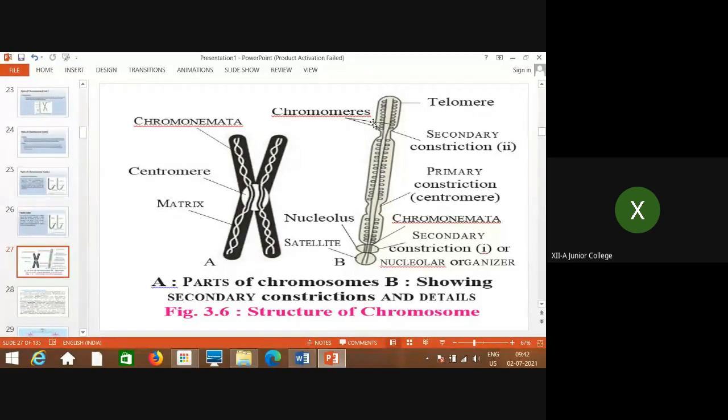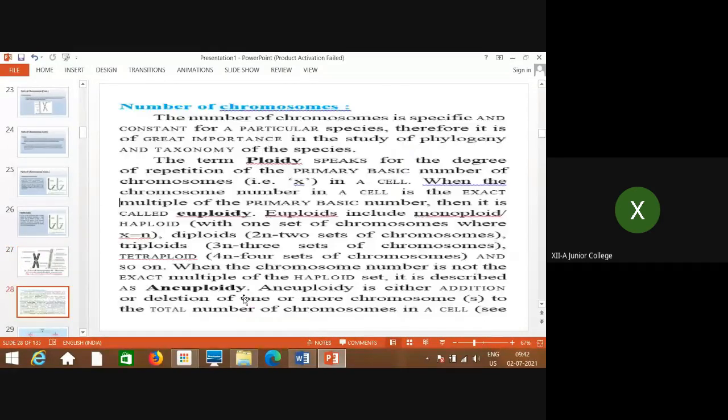These are the chromomeres, spiral shaped structures you can see, and the end of the chromosome beyond the secondary constriction is called the telomere. That is the terminal end. So these are all the parts of the chromosome structure.